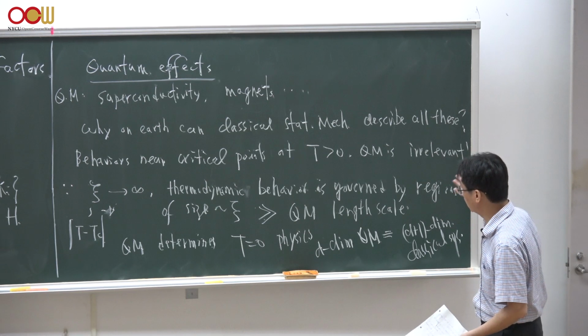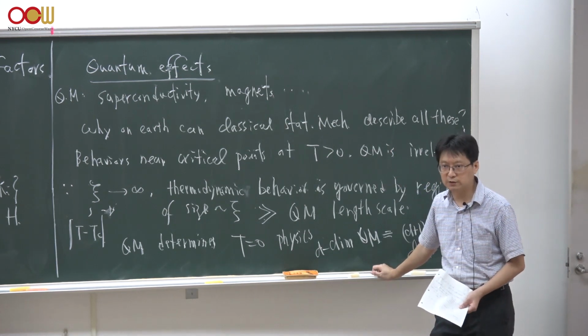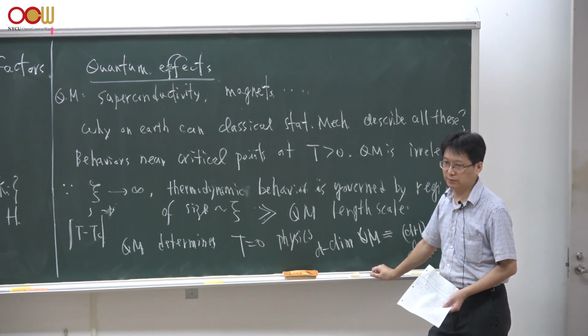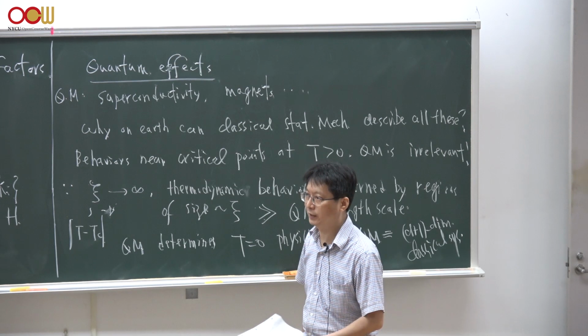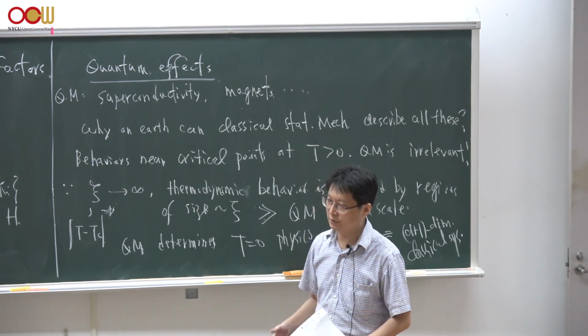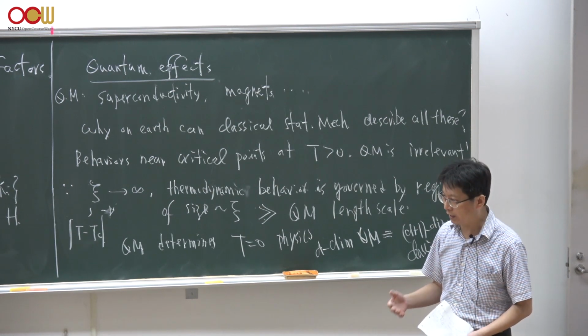All right, so that's the basic reason why classical statistical mechanics still works in order to describe such a finite temperature transition of quantum mechanical systems. Okay, so let's take a short break. When we come back, we will formally calculate the partition function and the thermodynamics of the Ising model.